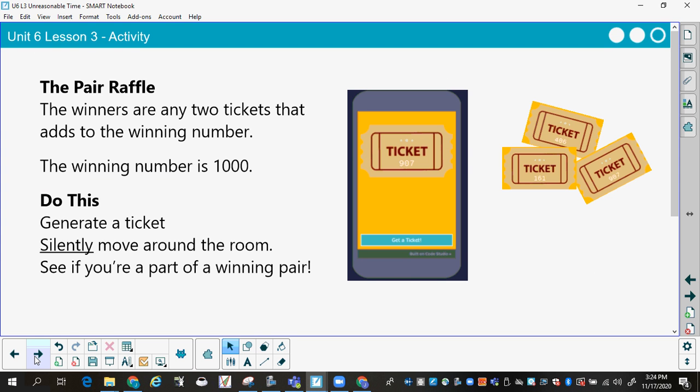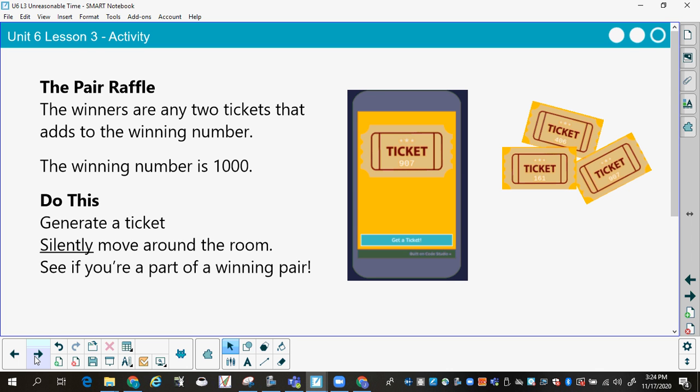So, with our activity, we're still running a raffle. The winners, however, are not a single raffle ticket holder. It's any two tickets that add to the winning number. And oh, the winning number is 1,000. So, everyone do this. You generate a ticket.